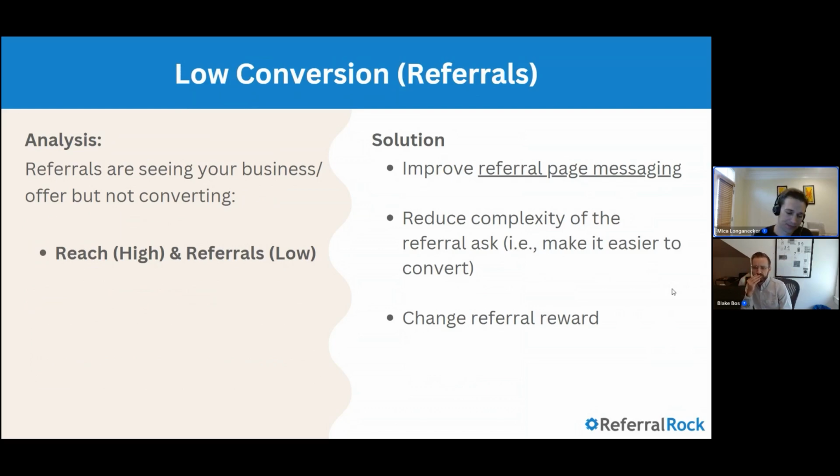Depending on how your program is set up, you might want to think about ways to make that initial ask a lot easier. We've seen programs with really complicated forms, or programs asking for a purchase right off the bat, but it's not an impulse purchase. It requires a bit more consideration. Maybe it's a higher value purchase, or it generally takes longer to decide. In those instances, think about ways to reduce the complexity of that initial ask so that people are more likely to convert right away, and then you can naturally nurture them or follow up with them as expected. So reducing complexity of the referral ask is a great way to improve overall conversions. And then finally, think about that referral reward and how you might make adjustments there.